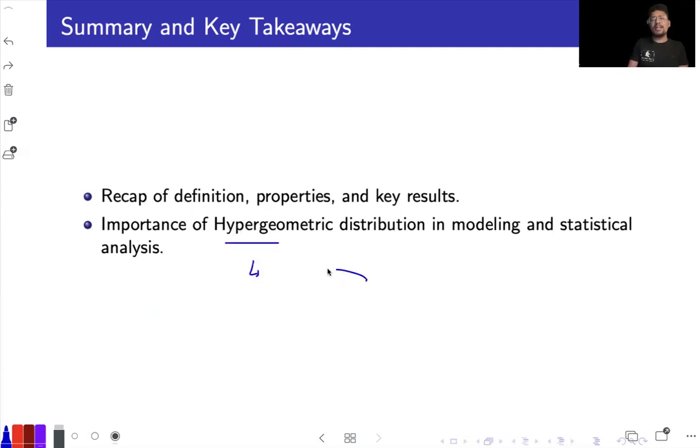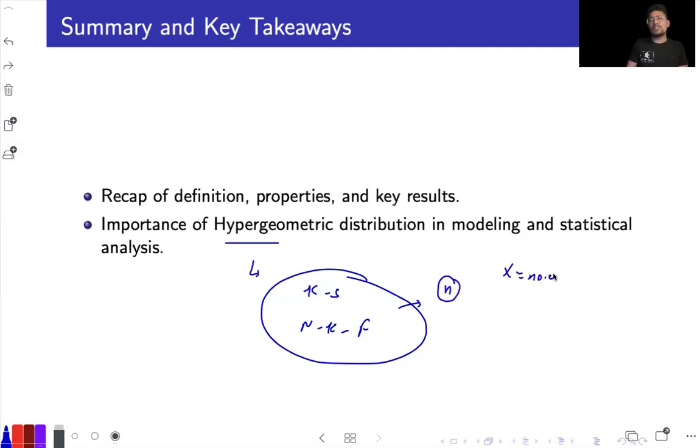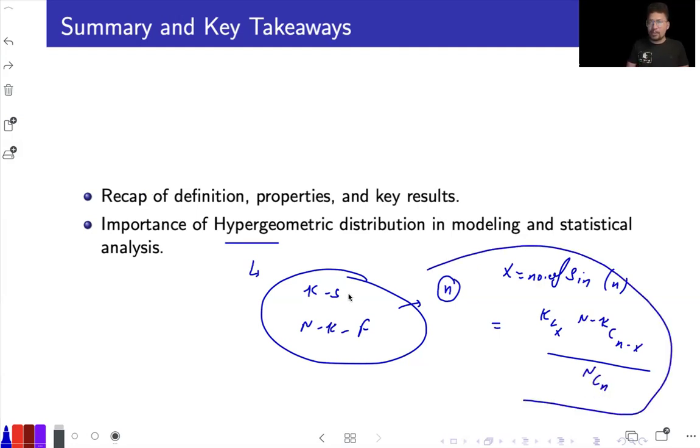Again, if I just go for a recap, we have a bag with K number of successes, N minus K number of failures, and you need to get a sample of size n. So we are getting X, that is the number of successes in the sample of size n. So that is simply KCx, and the remaining will come from N minus K C n minus x, over NCn. Very simple. The basic probability rules, and that is the definition of the hypergeometric distribution.